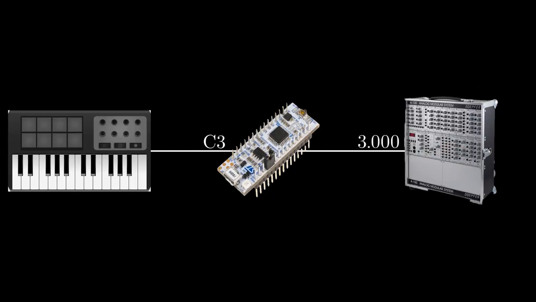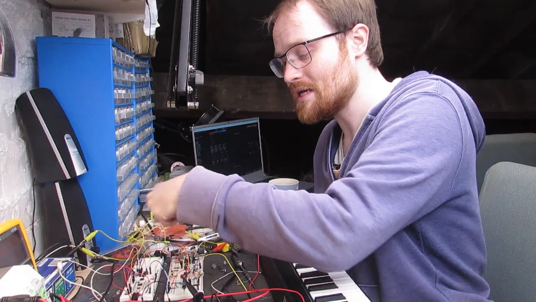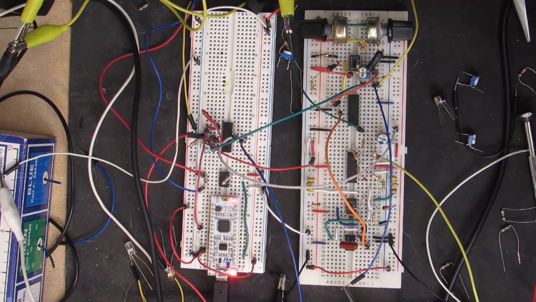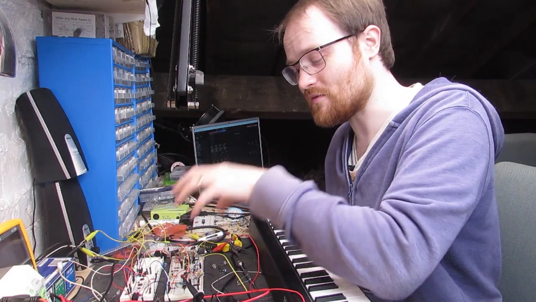So this takes digital note information in the form of MIDI notes and turns them into control voltages that we can put straight into our synthesizers and use them to make those bleeps and bloops that we've become so fond of. This is our sawtooth core oscillator, and this is the microcontroller that we're going to design this time. So this is taking this keyboard and converting it into a control voltage, which is driving this oscillator.